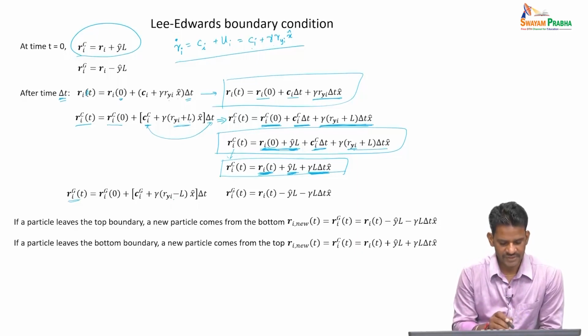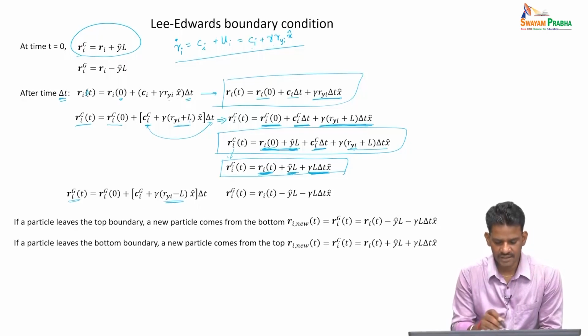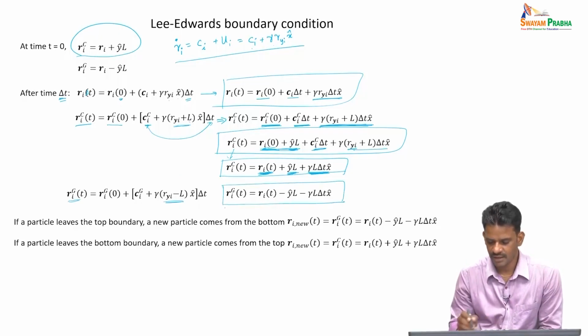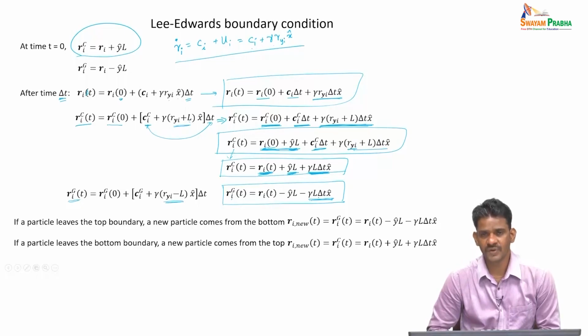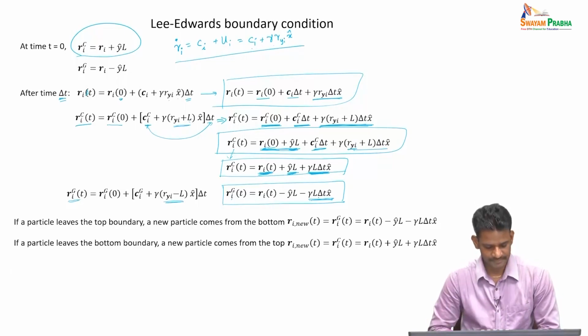and you will see that the y position is basically R_y minus L. And then if you apply the same formula here, you can show that the particle i in the G image box corresponds to R_i of t minus y cap L minus gamma L delta t x. So, this again is the displacement due to the streaming velocity in the bottom layer.